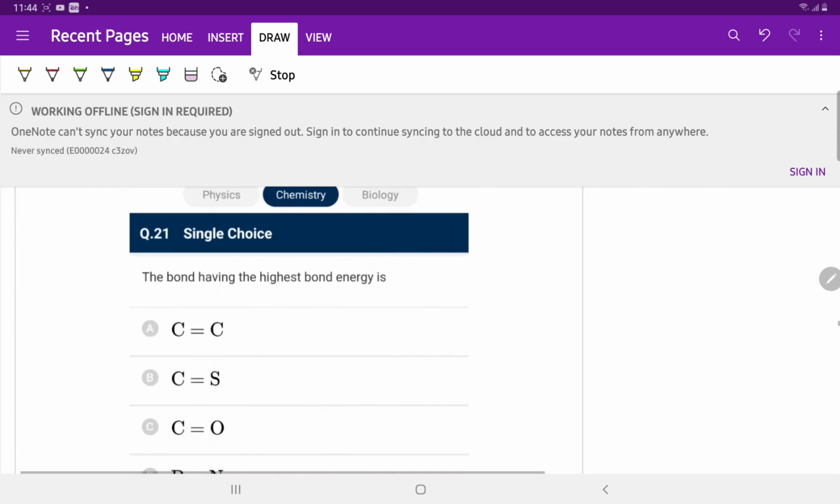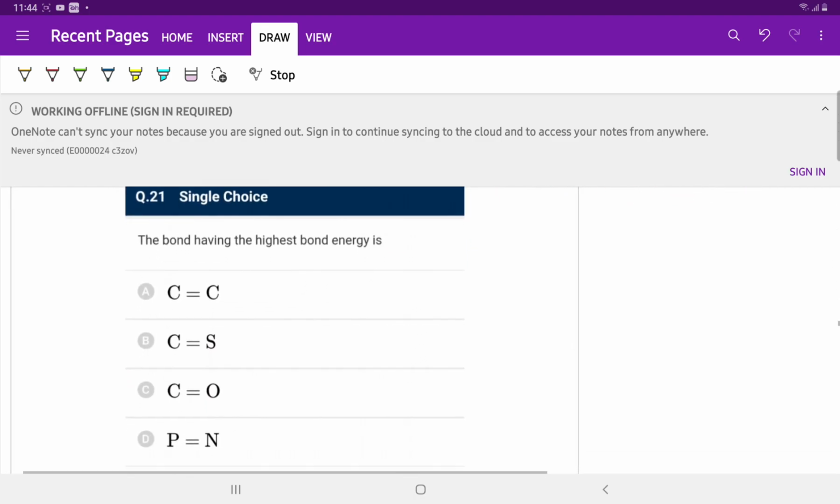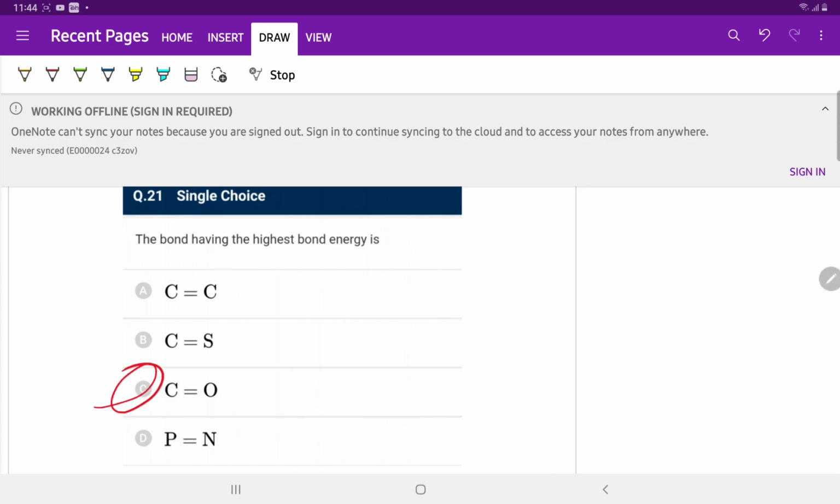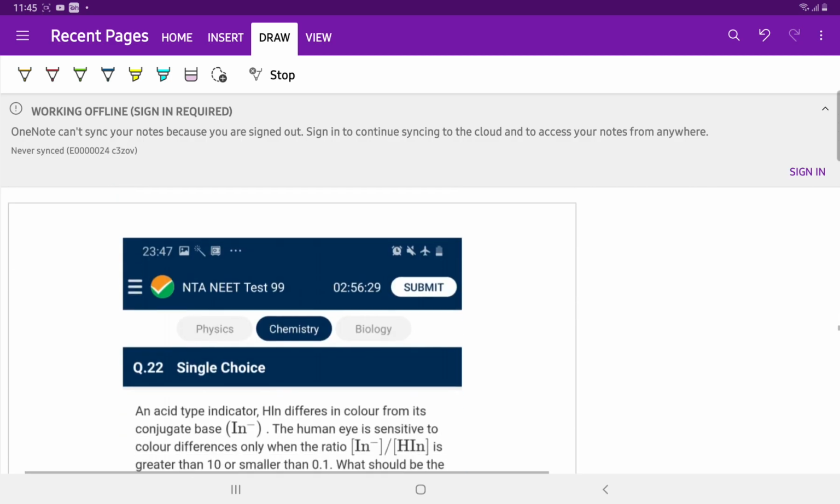Question number 21. The bond having the highest bond energy is C double bond O. Reason behind this: more effective overlapping and sideways overlapping between atomic orbitals of carbon and oxygen. It is higher due to the smaller size of oxygen and higher electronegativity of oxygen. You have to learn it.